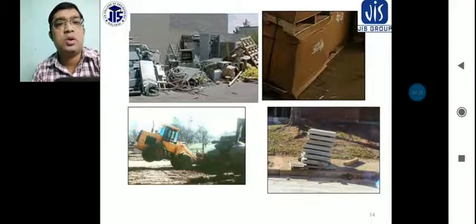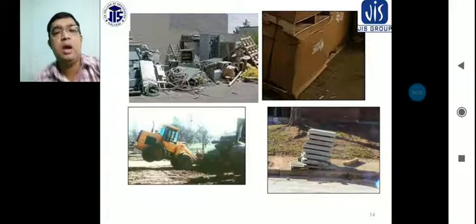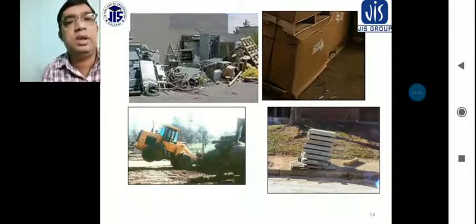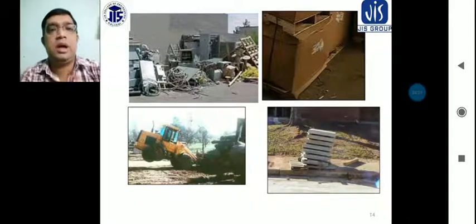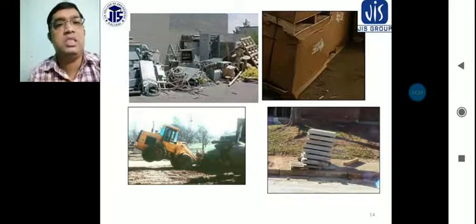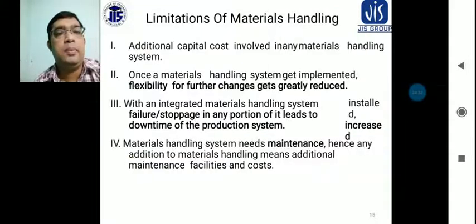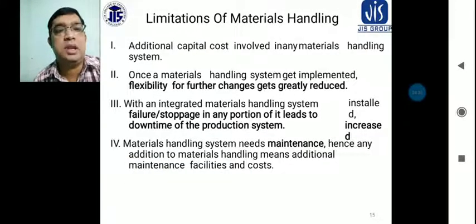This will be considered according to the different places, and the different movements that will come. You have to consider the right sequence. Now, the limitations of materials handling.